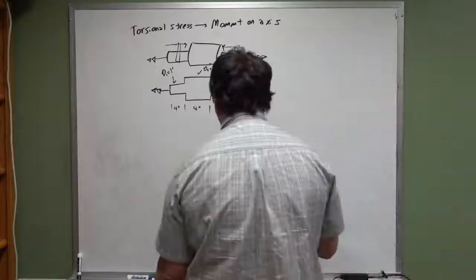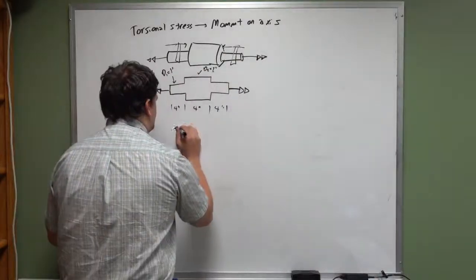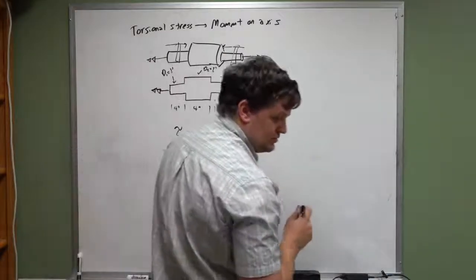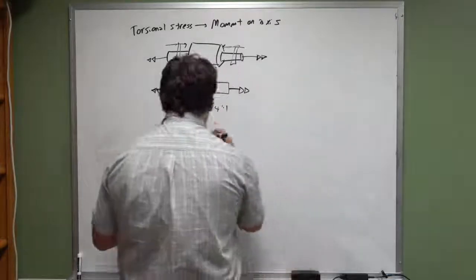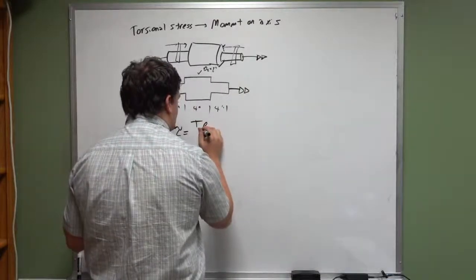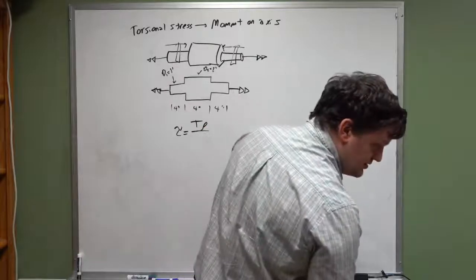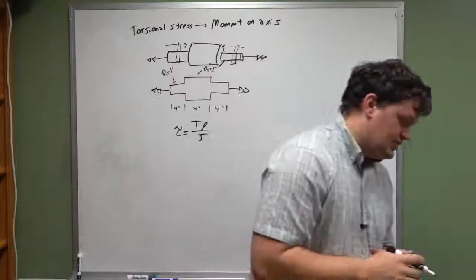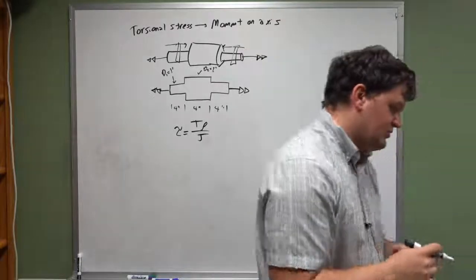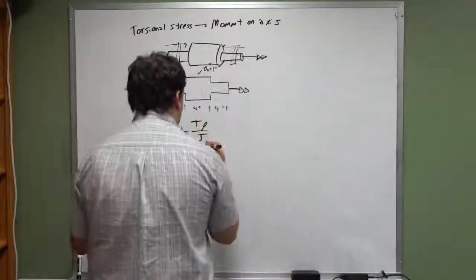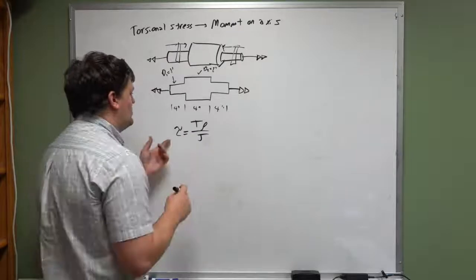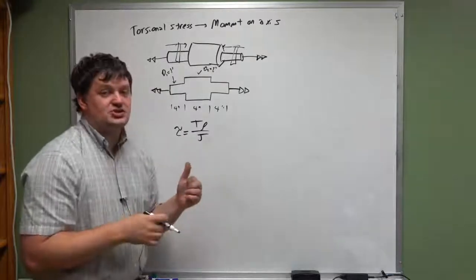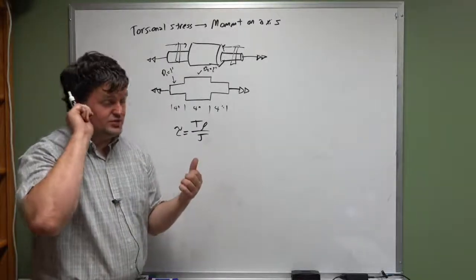Okay, the formula for torsion is tau equal to T times the radius divided by J, where J is the polar second moment of area. Okay, so what direction is the shear stress generated by torsion?